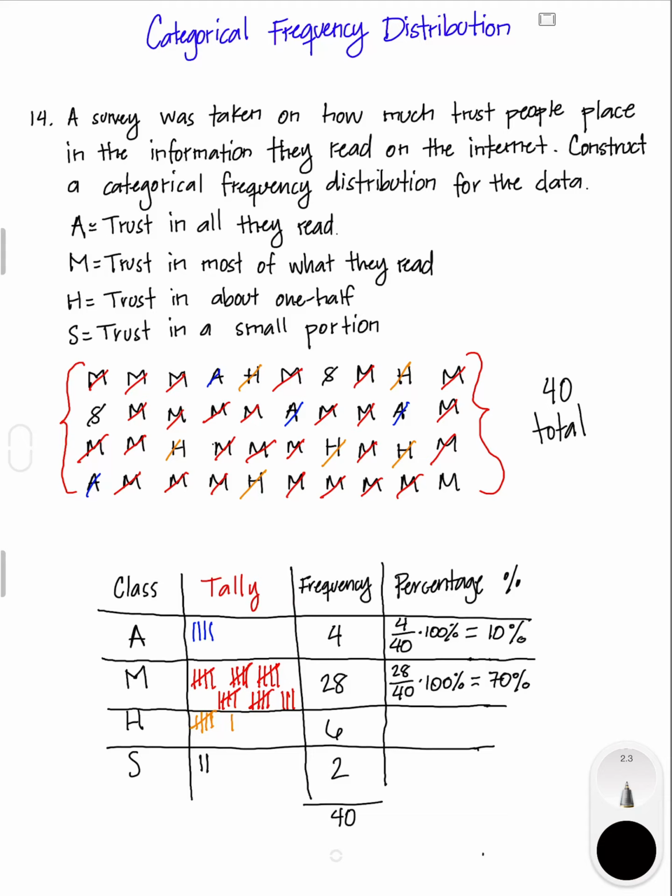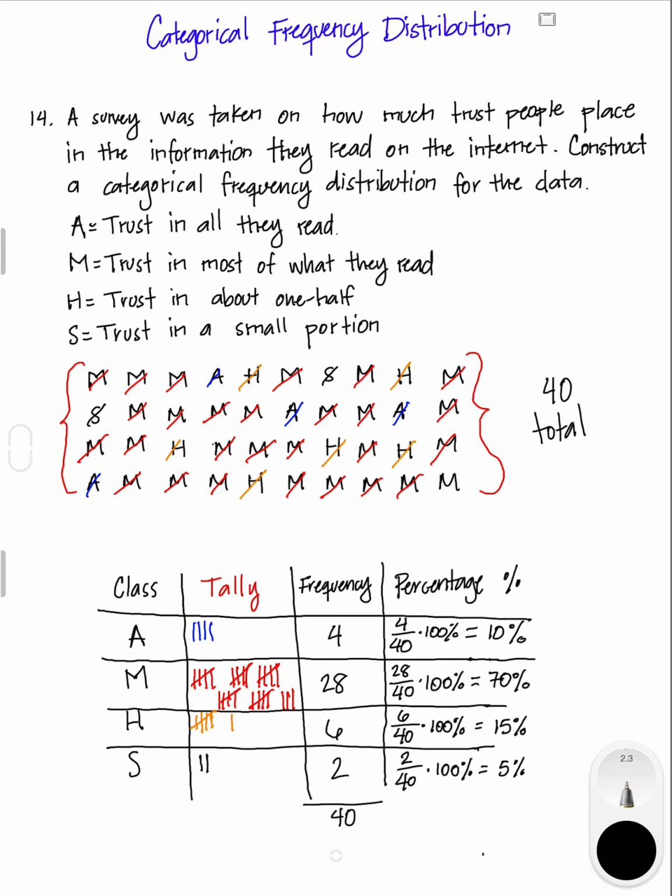For half of what they read, that'll be 6 out of 40 times 100%. And then if we do 6 out of 40, that'll be 0.15 times 100 is 15%. And then last but not least is 2 out of 40, which is for those who said that they trust a small portion. And then 2 out of 40 will be 0.05 times 100 is 5%.